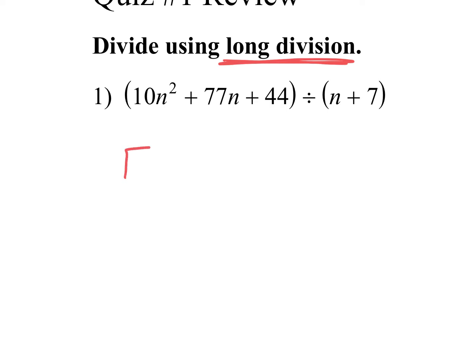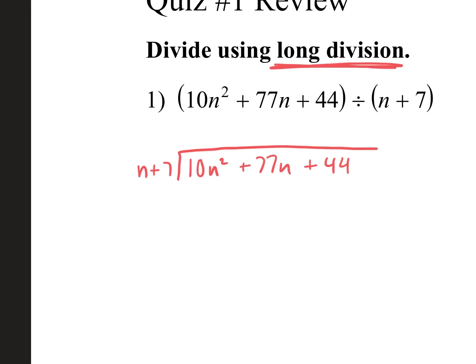So long division, what goes inside the box? 10n squared plus 77n plus 44, and then n plus 7 goes outside. Now remember, long division, we have 3 steps that just repeat over and over. So we divide for step number 1, then multiply, and then subtract. And when we subtract, we change the signs.